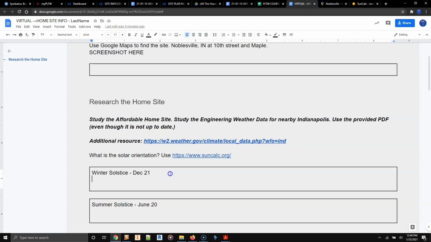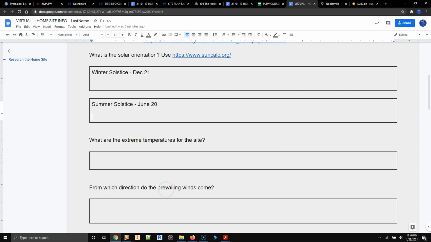So a lot of times what people will do, they will add an extension or an overhang over the windows on the south side, so that when the sun is shining down high in the sky, it's hitting that overhang rather than shining right into the house and heating it up with radiation. So get those 2 screenshots from suncalc.org and put those here.